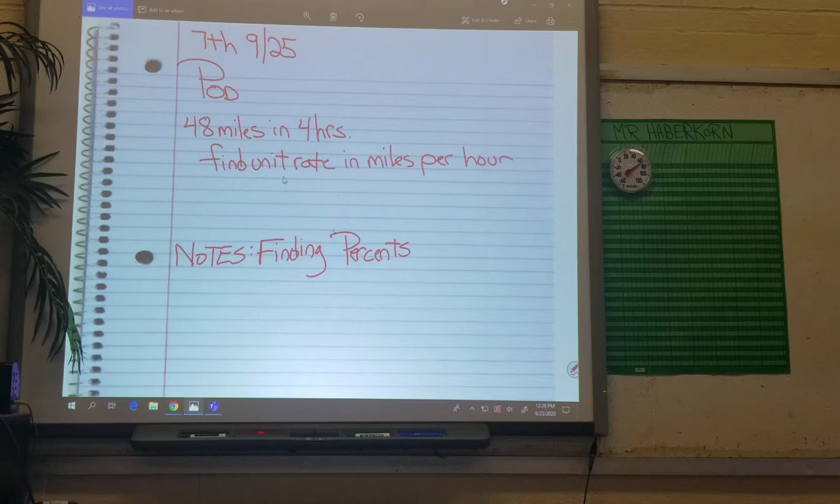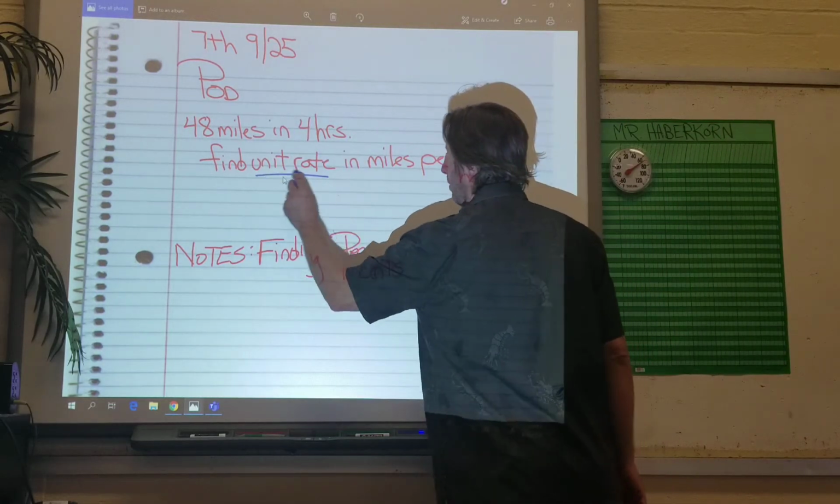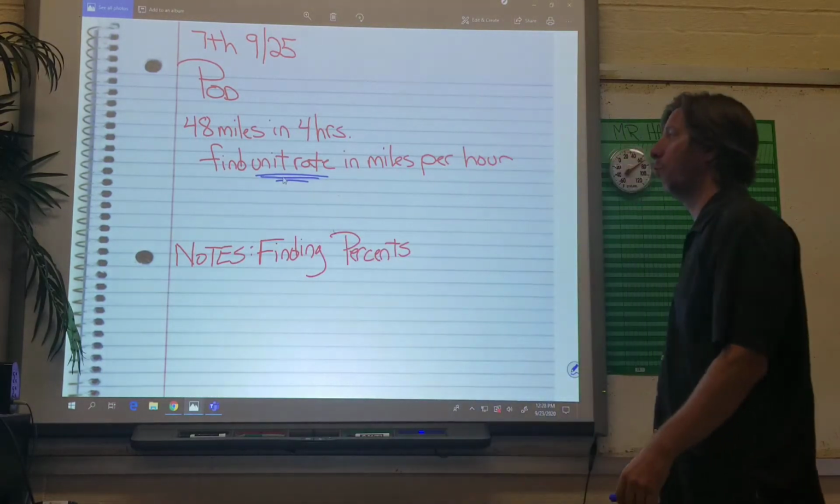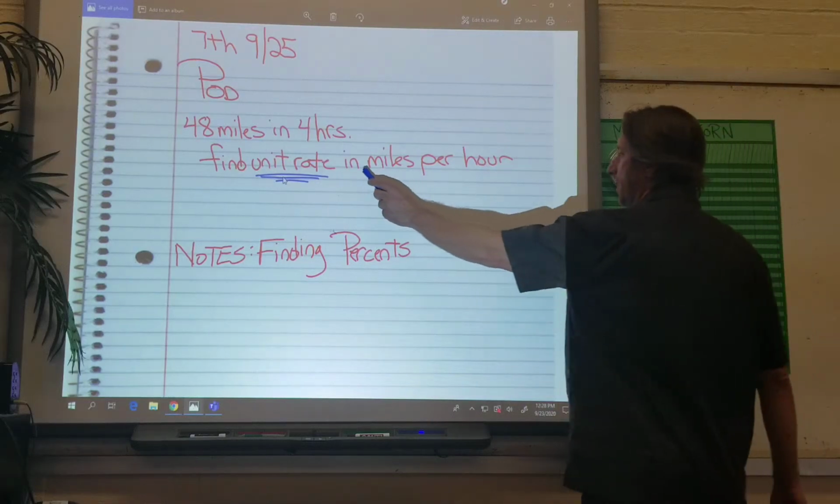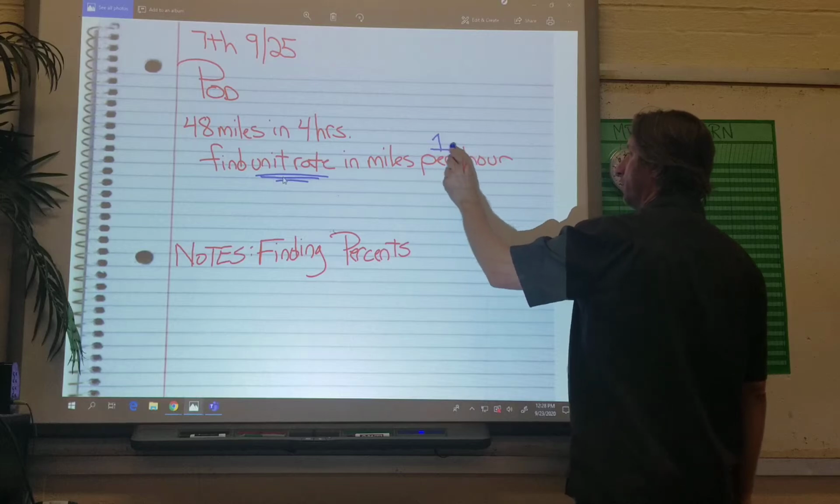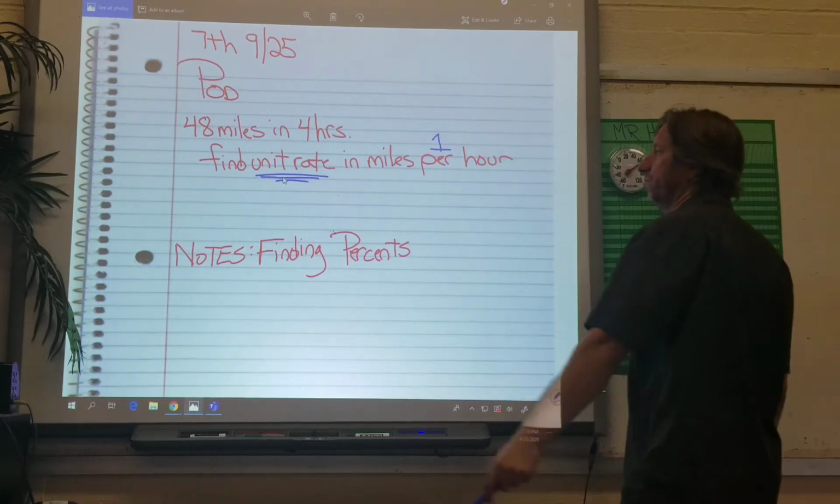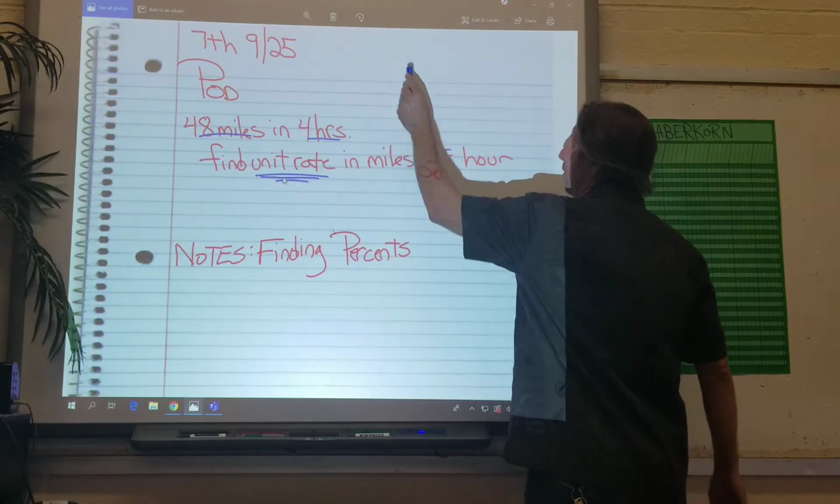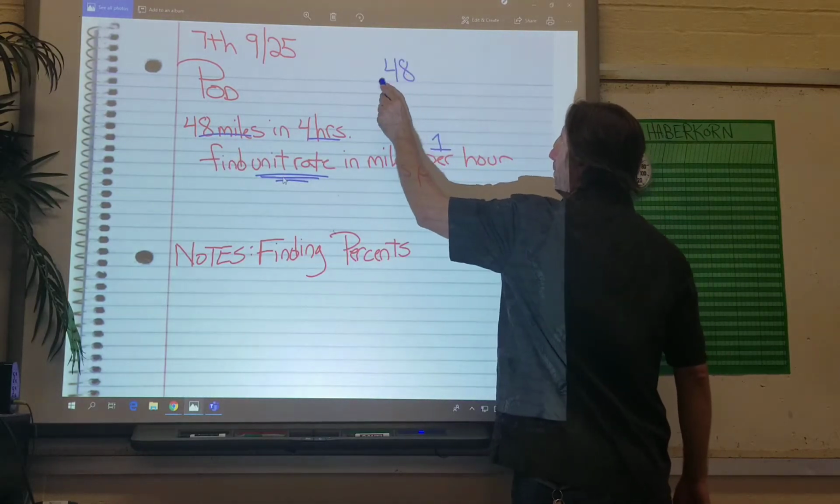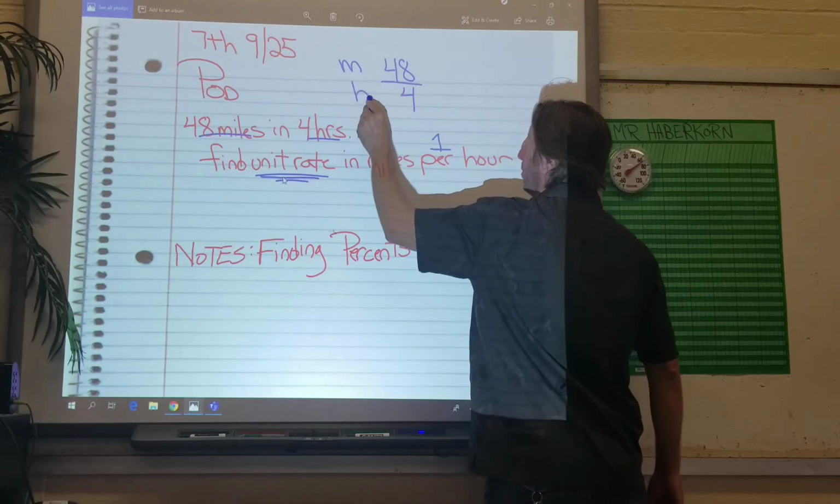All right, I am guessing that you copied down that problem of the day and that you solved it. So finding, here's the key word, unit rate, right? We know that means out of 1. And this says in miles per hour, so that means in 1 hour. So our 1 has to go by the hour, right? So let's make our first ratio, 48 over 4, right? So 48 miles in 4 hours.